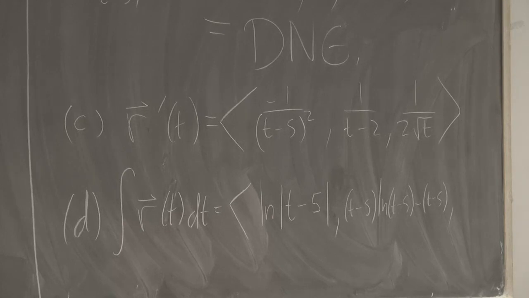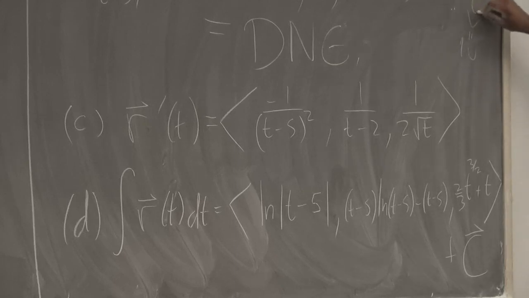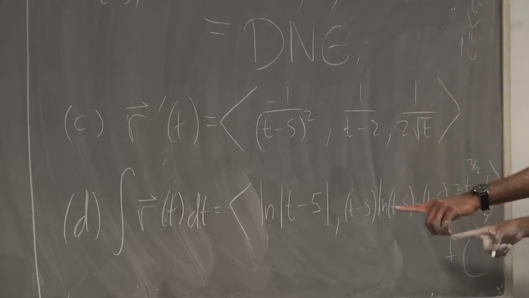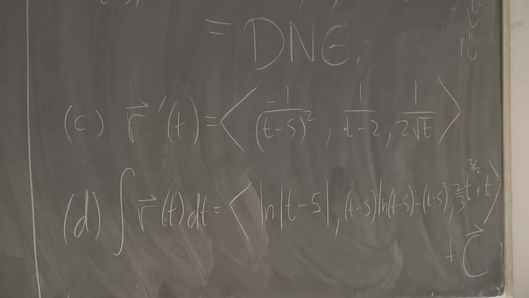So what's the last one? 1 over 2 root t. 2 over 3, t to the 3 over 2. Plus t. Close that, and then you put a plus c. Notice that c is actually the vector with components c1, c2, c3, where each of these are the constants of integration for each component.